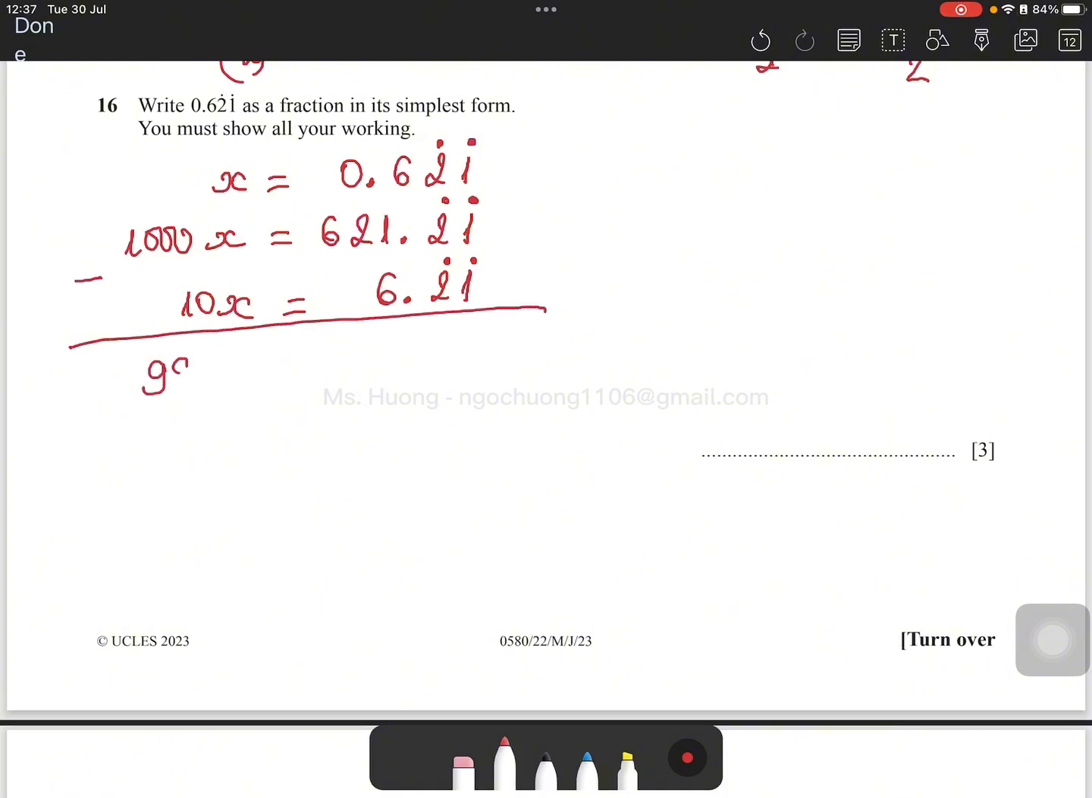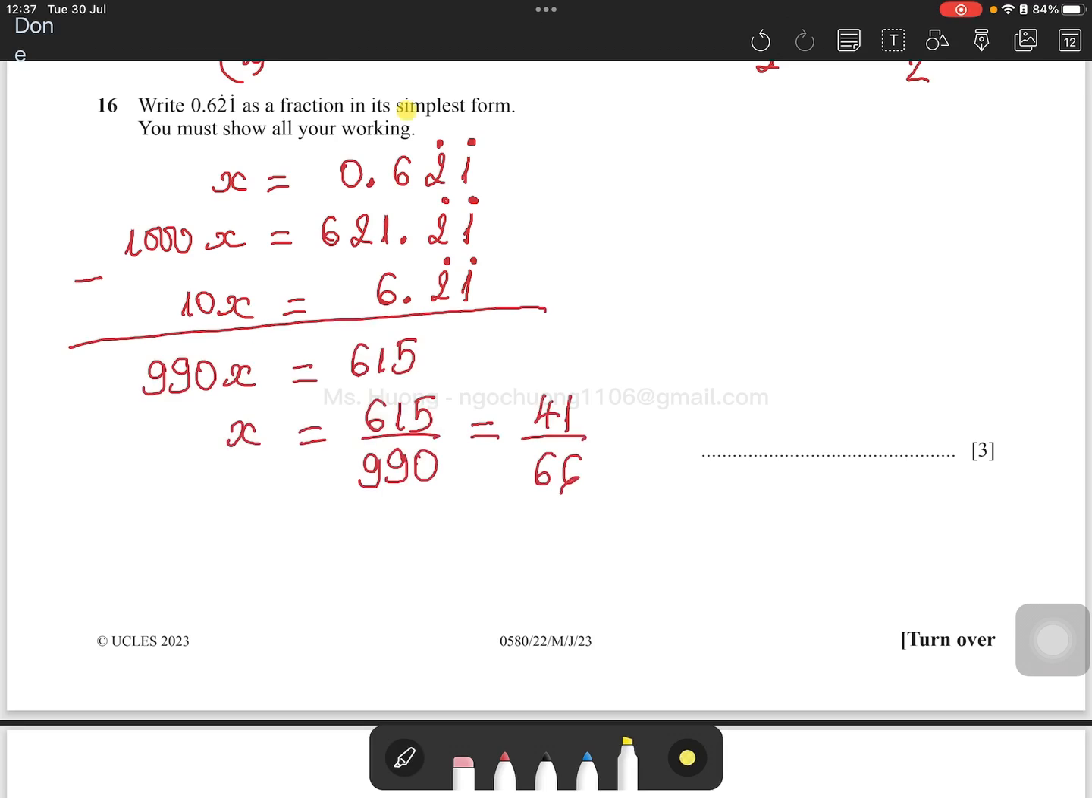It is 990x. And on the right-hand side, 621 minus 6 is 615. The decimal part is cancelled. So to find the value of x, we divide 615 by 990. And we also need to simplify it. So the answer is 41 over 66. Remember to simplify your answer.